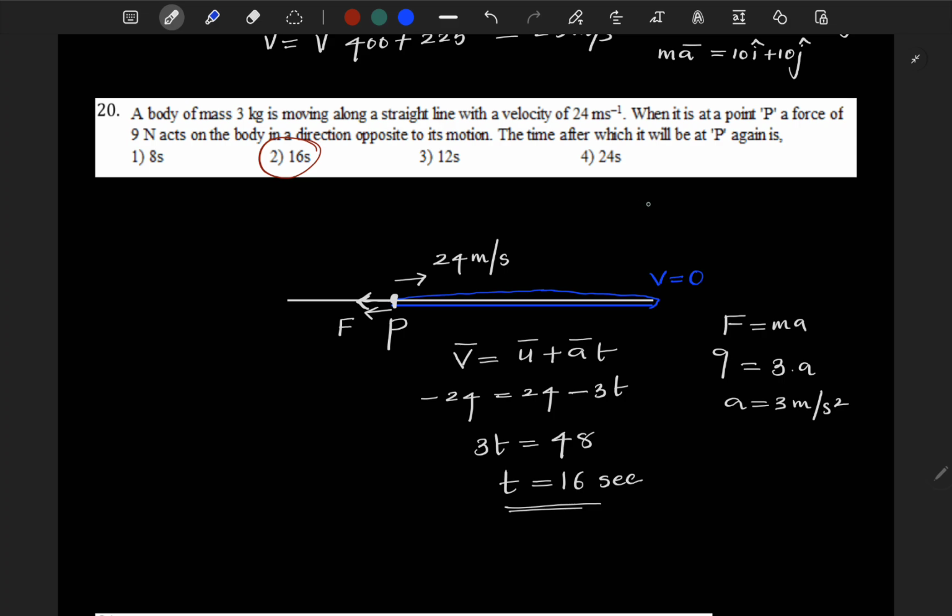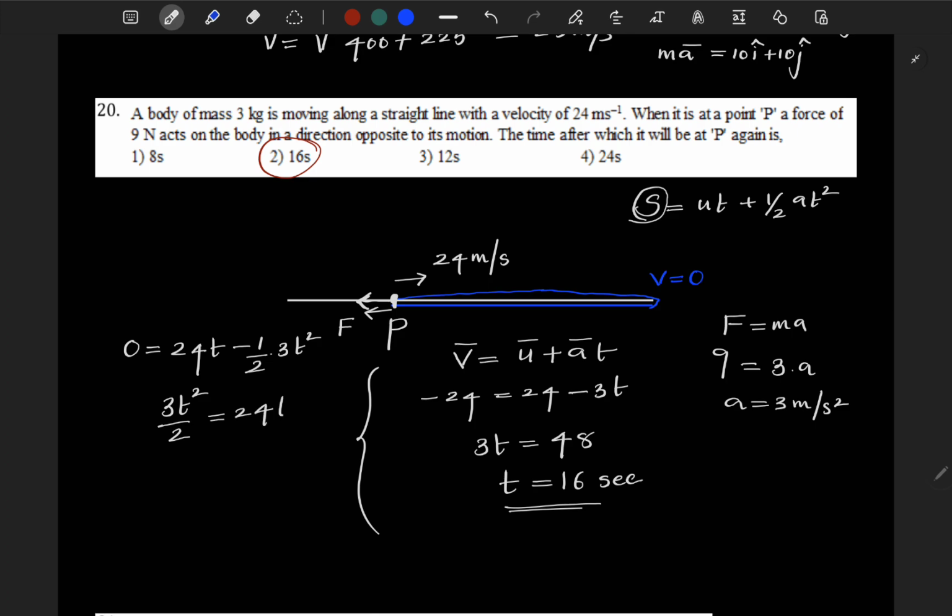So I hope you understood this one when it comes to point P. The other way of doing this is that we can apply s is equal to ut plus half at square. Since it reaches the same point, s is 0 because displacement is 0. So we'll use this formula and solve it once again. So 0 is equal to initial velocity 24, so 24t, plus retardation a, which is again minus 3, so minus 1 by 2 into 3t square. You can write this as 3t square upon 2 is equal to 24t. t gets cancelled, then you have t is equal to 16 seconds.